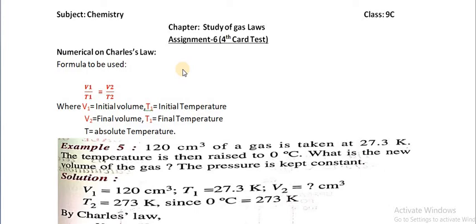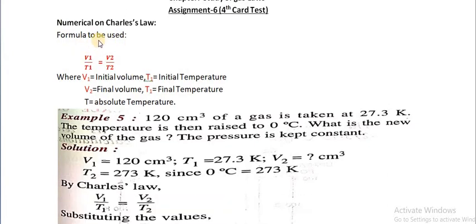In our last class, we have seen about Charles' law. We have seen its statement. After that, we have derived an expression that we'll be using for the numericals. So, today we are going to do numericals based on Charles' law.